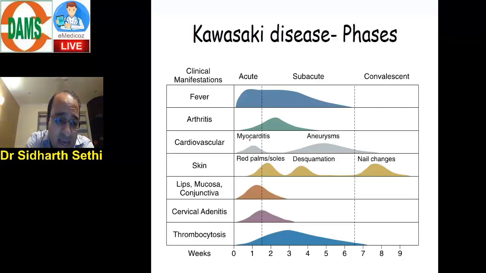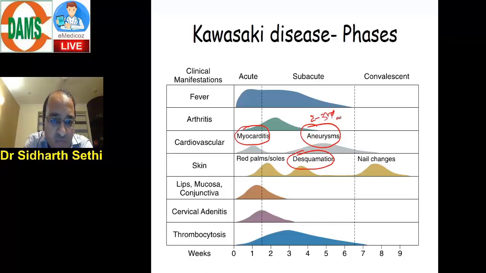Myocarditis is seen in the acute phase, remember. Aneurysms and desquamation are usually seen in the 2nd to 3rd week of illness. So remember, aneurysms are usually seen late.